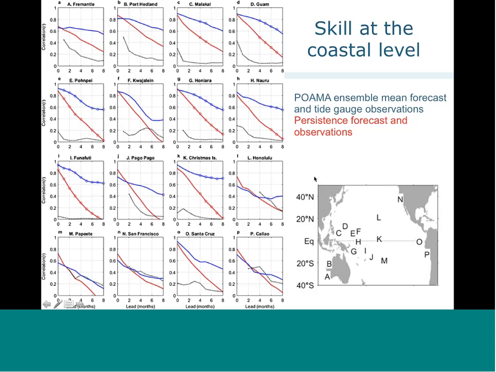And that's mostly because a lot of the tide gauges are located in sheltered areas, and they can just see the seasonal signal come through in a nice, smooth motion, whereas POAMA does struggle getting some of the coastal current conditions along the west coast of America and the west coast of Australia.